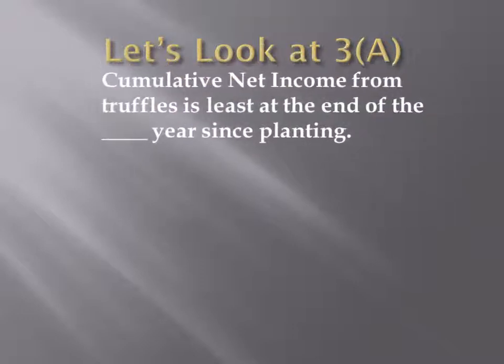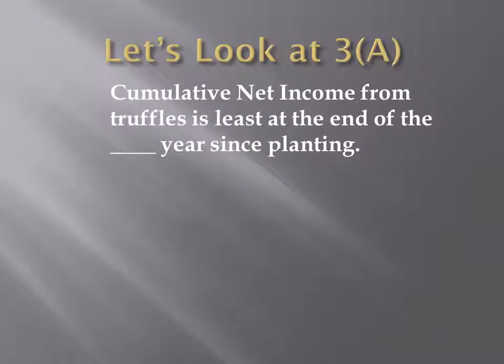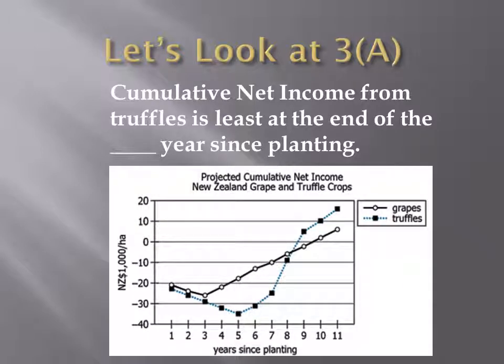So first, let's look at 3A and see if we can answer that. Again, what 3A said was cumulative net income from truffles is least at the end of the blank year since planting. So here's our graph that was provided. We are looking for where the cumulative net income from truffles was least. So we're going to look for the lowest point, and we can see that that point falls above the number 5.